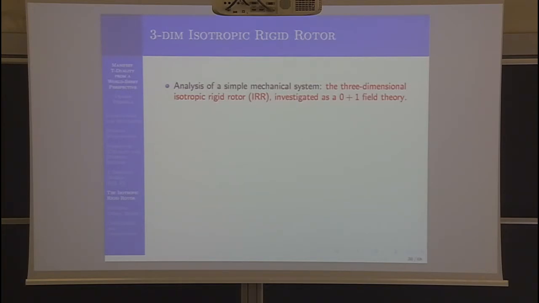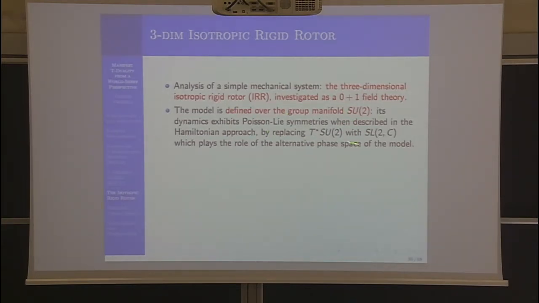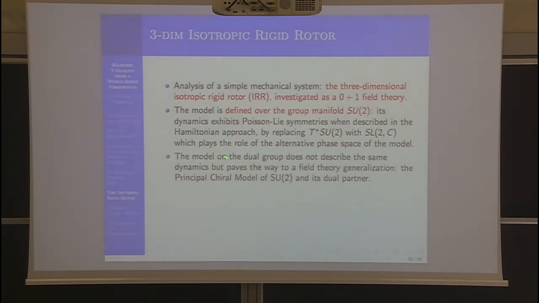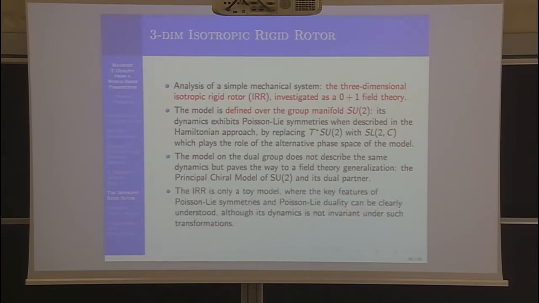Let's start from the three-dimensional isotropic rigid rotor. We investigate it as a 0+1 field theory. The model is defined on the group manifold SU2, so its dynamics exhibits Poisson-Lie symmetries when described in the Hamiltonian approach by replacing the cotangent space of SU2 with SL2C, which plays the role of the alternative phase space of the model. And the model on the dual group does not describe the same dynamics. This is something that appears in this model, but paves the way to a field theory generalization, the principal chiral model of SU2 and its dual partner. So we can say that this is only a toy model where some key features of Poisson-Lie symmetries and Poisson-Lie duality emerge quite clearly.